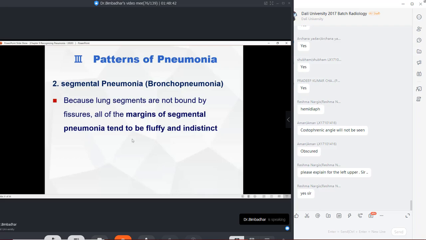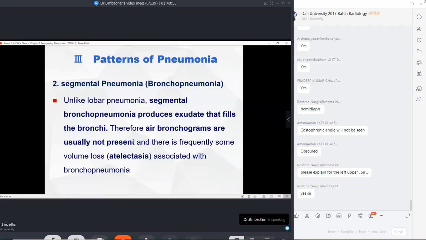And generally, since the bronchi are the ones that start from the hilum, all the densities I will be looking at are directed toward and closely present near the hilum itself. So we call them perihilar densities. Okay. So unlike lobar pneumonia, segmental pneumonia produces an exudate that fills up the bronchi. So generally air bronchograms are not present. Here the bronchi are completely filled, and in some cases, yes, there will be volume loss, which means most of the patients will eventually present with respiratory distress.